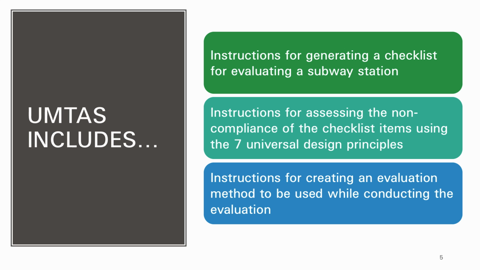I'm sure by this point you're wondering how the system works and what it is comprised of. The system consists of instructions for generating a checklist for evaluating a subway station, instructions for assessing the non-compliance of the checklist items using the 7 universal design principles, and finally, instructions for creating an evaluation method to be used while conducting the evaluation. The system is meant to be used to generate a smooth evaluation for any subway station in the world, being adjusted to fit the specific criteria of the subway system of interest.